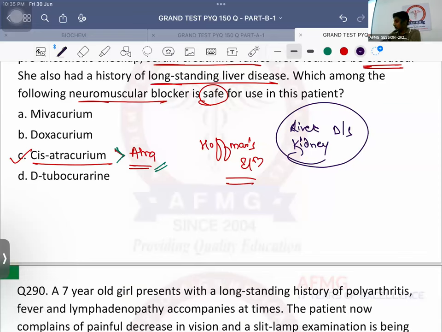Doxacurium. Please remember, which one is the shortest acting? Gantacurium nowadays, right? Overall, if they ask, it is succinylcholine. But among non-depolarizing, if they ask, then definitely it is gantacurium. Okay? No issues with this, anybody?